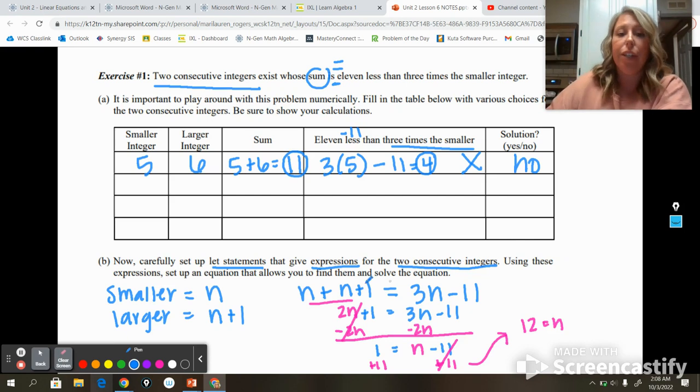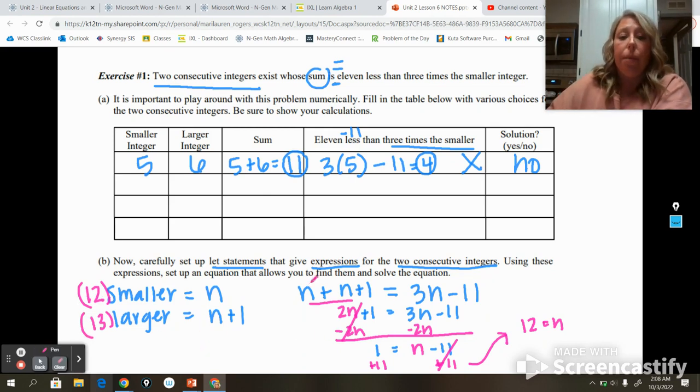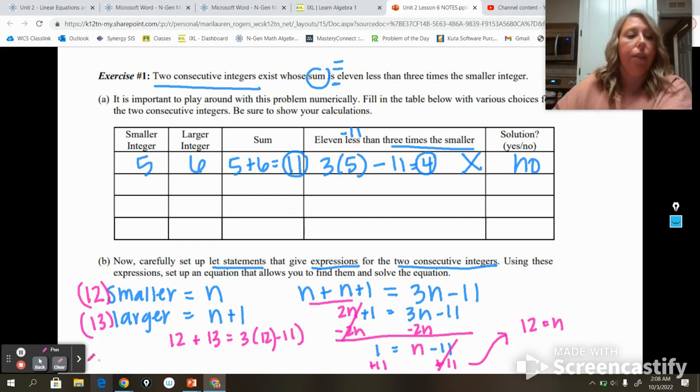Okay, so you solve the equation. Here are the steps, and then the solution is that 12 equals n, or n equals 12, meaning our smaller integer is 12, and so n plus 1 for your larger one is going to be 13. If you plug 12 and 13 in here and here, then you would be doing the sum of 12 plus 13, and then you're checking to see if that equals 3 times 12 minus 11.